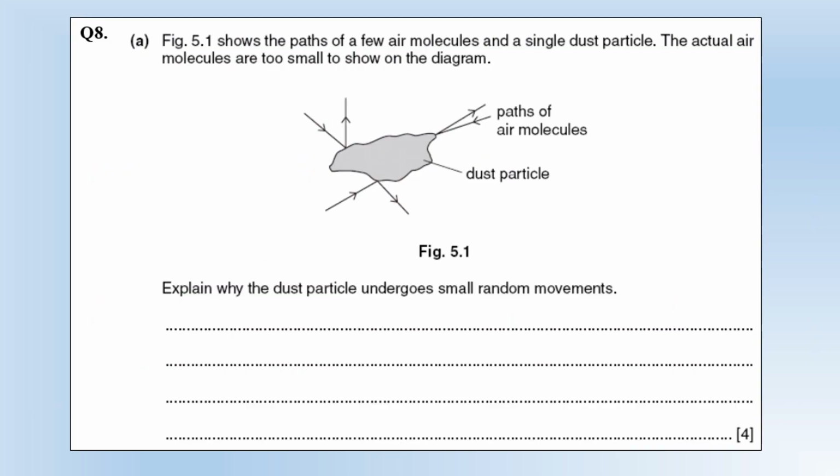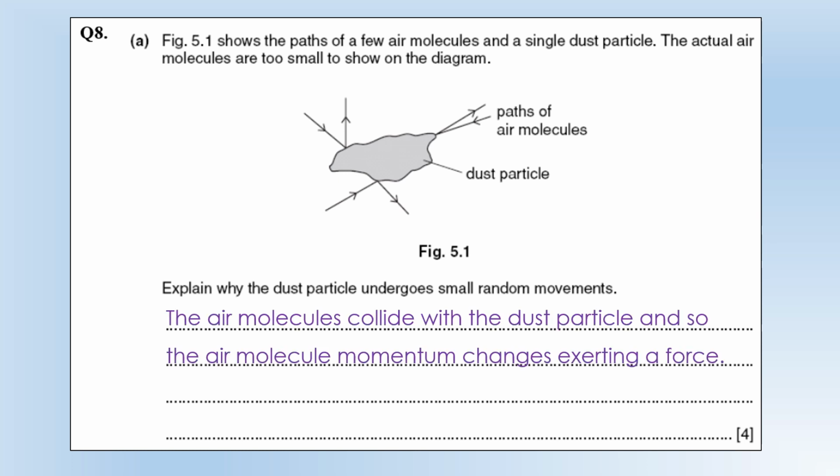So the diagram shows the path of a few air molecules and a single dust particle. The actual air molecules are too small to show on the diagram, and that's exactly what we'd expect from a Brownian motion experiment. We can see the dust or the smoke or whatever we're using, but we can't see the air particles, but we can see the effect of those air particles. Explain why the dust particle undergoes small random movements.